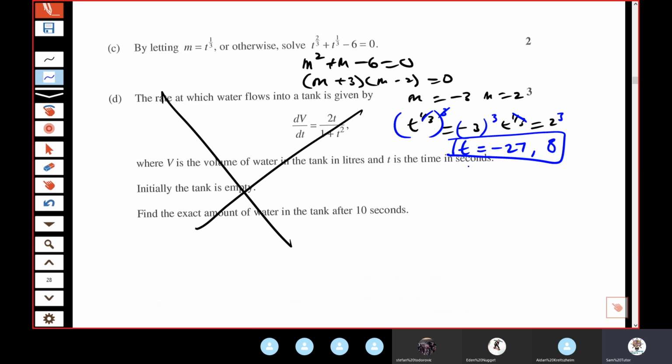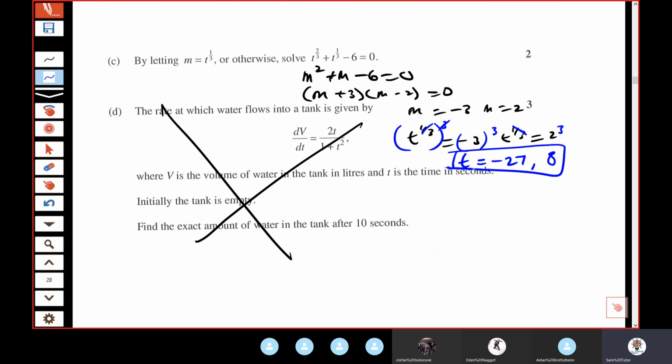I'm trying to say cube, but then I'm thinking... it's habit. When you're young, you said square root, square root, square root. You never said square, square, square. So you're used to just saying square root all the time. Any questions?